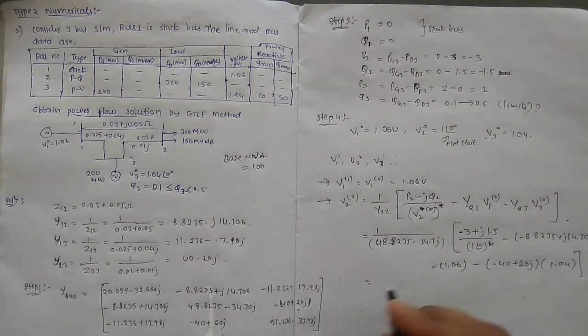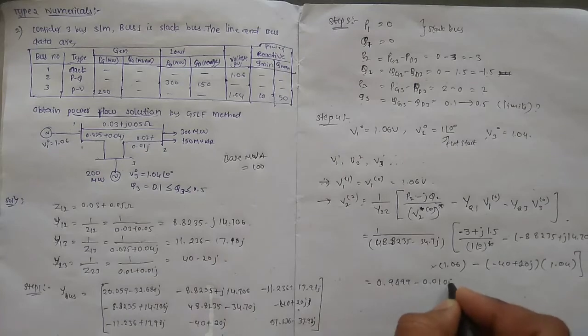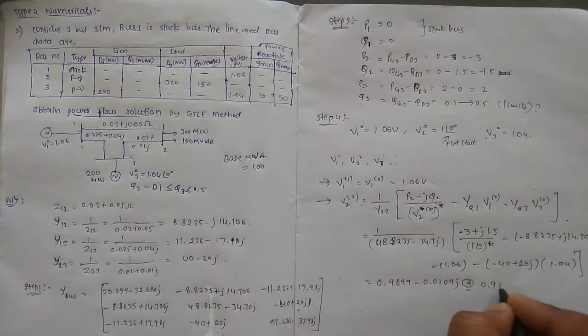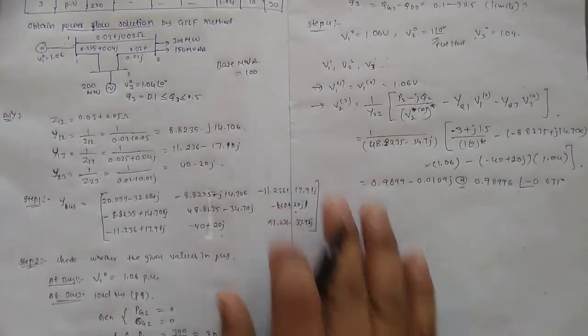After calculating all this in the calculator, you will get 0.9899 minus 0.0109j, or in polar form 0.98996 angle 0.631. Keep the answer in both the polar and rectangular form.